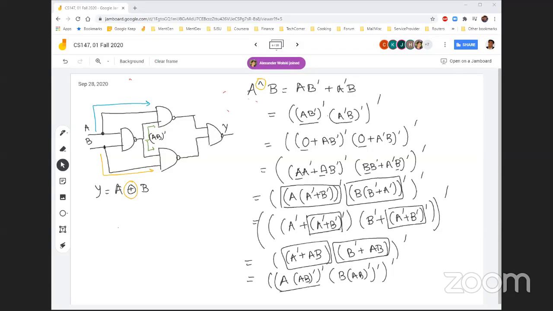and NANDed now with A. And similarly here it is like B NANDed with AB bar whole bar, and then this whole thing gets NANDed together at this point. So this is how this minimum construction of XOR gates comes into place.